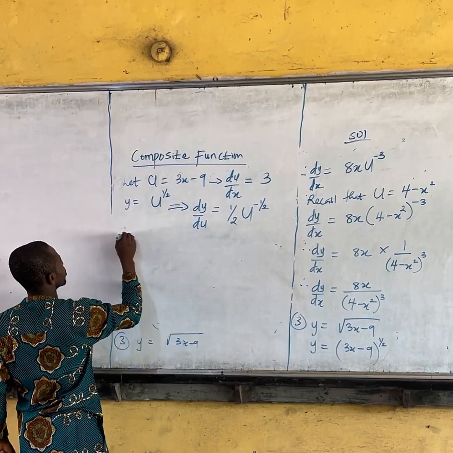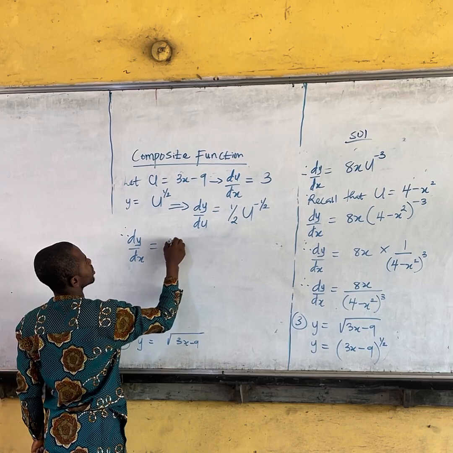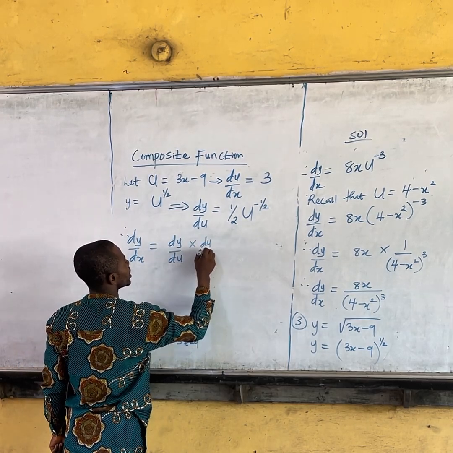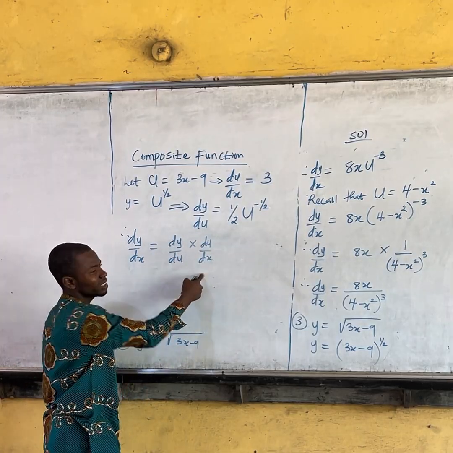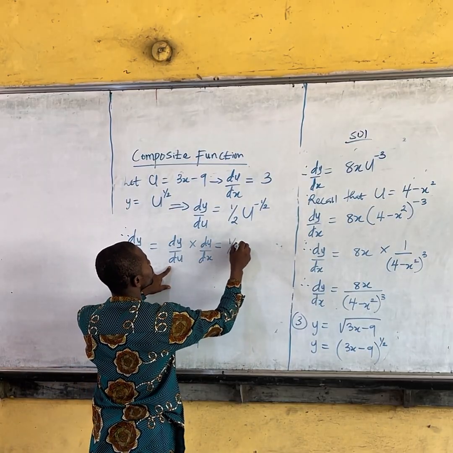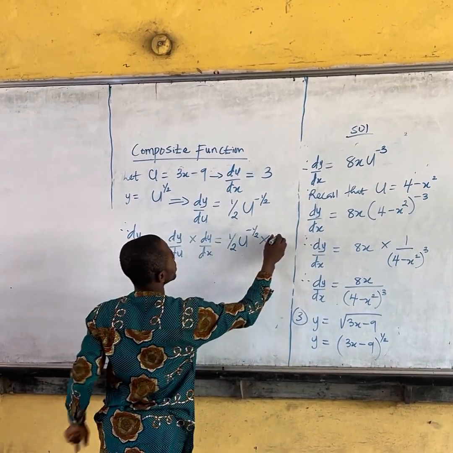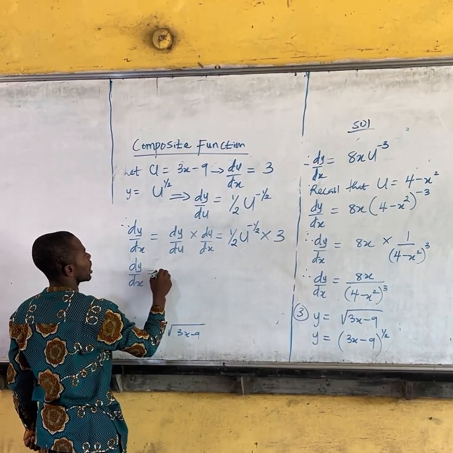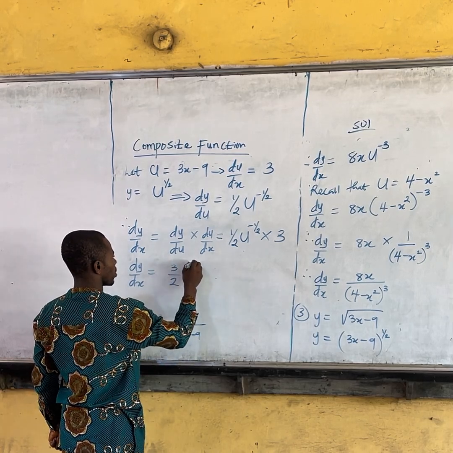So in conclusion, dy over dx is equal to dy over du times du over dx. Don't forget that by the time du cancels du, it will give us dy over dx. So what is my dy over du? It is 1 over 2, u raised to the power of minus 1 over 2. What is my du over dx? 3. So dy over dx will now be half times 3, that is 3 over 2, u raised to the power of minus half.